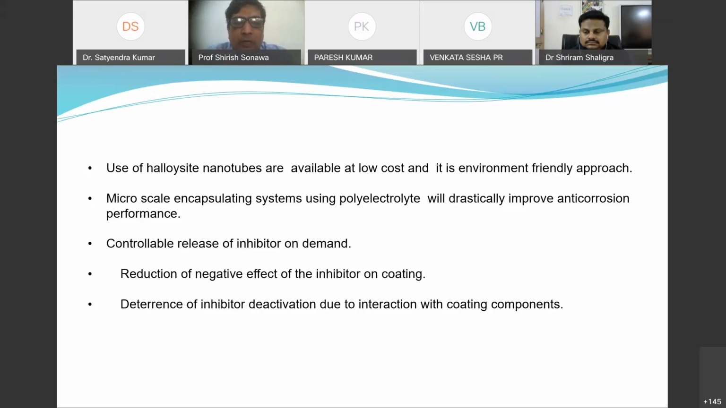So halloysite tubes are a very low cost natural clay material that is available. It is environmentally very much compatible, and almost neutral. So we can encapsulate this using the polyelectrolyte assembly, and control release also we can do. So one example I told you, for example, perfumery industry. Second is the micronutrient release. We can carry it out using these halloysite nanotubes.